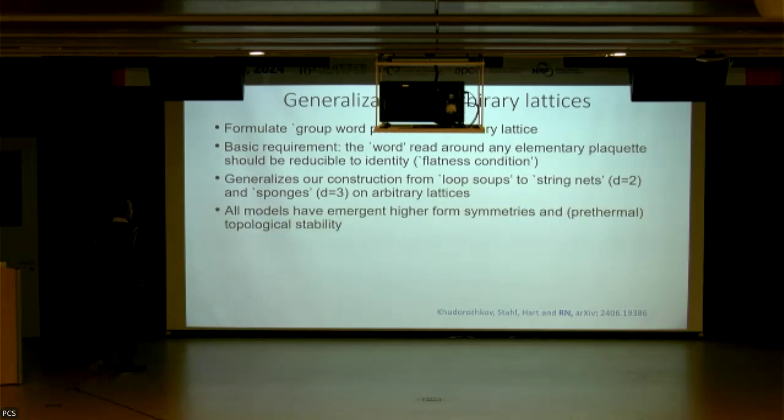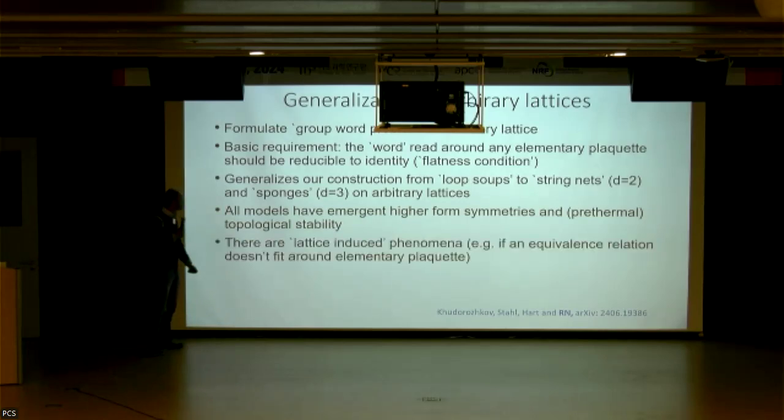And all of these models have emergent higher form symmetries and pre-thermal topological stability. There's also lattice-specific phenomena. You could imagine, for instance, introducing lattice defects. If you introduce lattice defects, then you'll get local changes in the allowed equivalence relations. And now lattice defects can actually trap single charges, which can't move. And that could be a diagnostic for what Johannes was asking about, local probes of ergodicity breaking in these generalized string net and sponge setups.